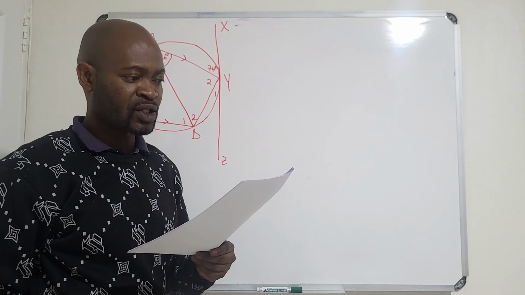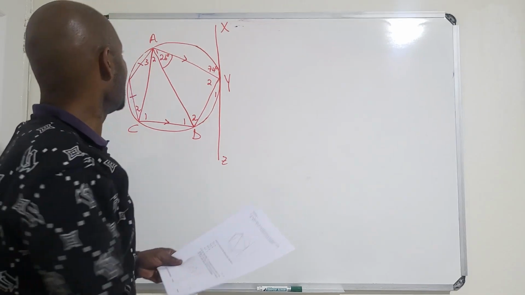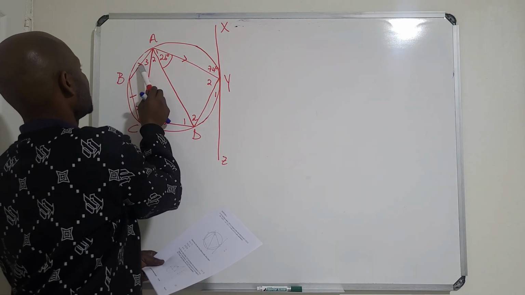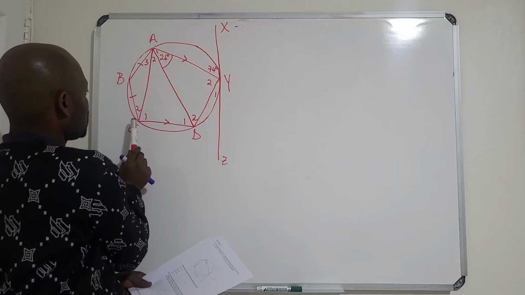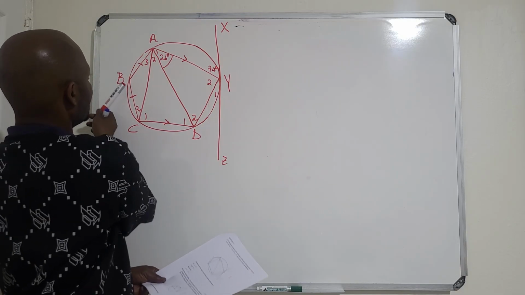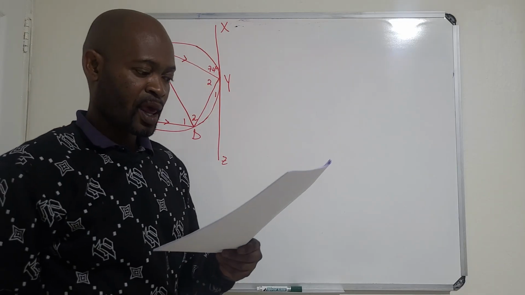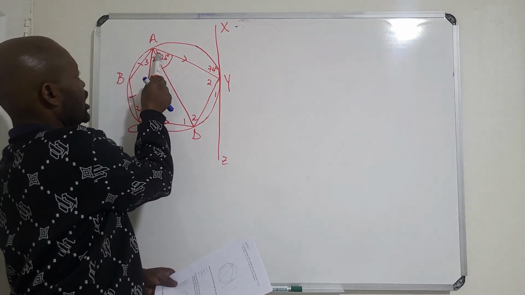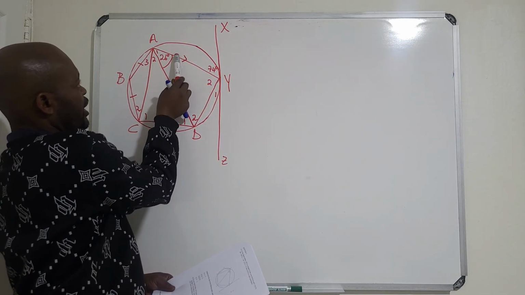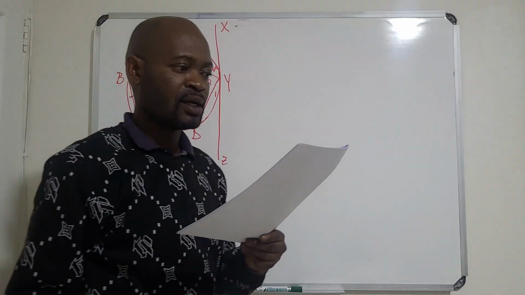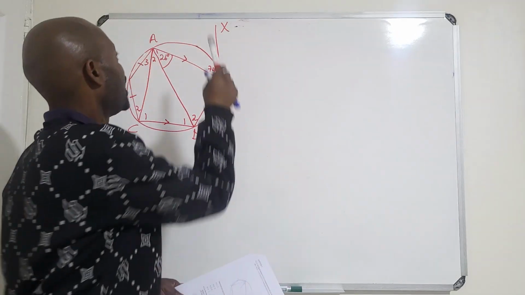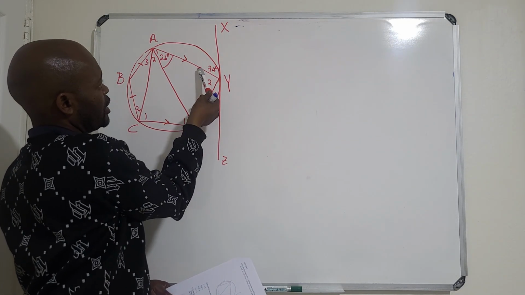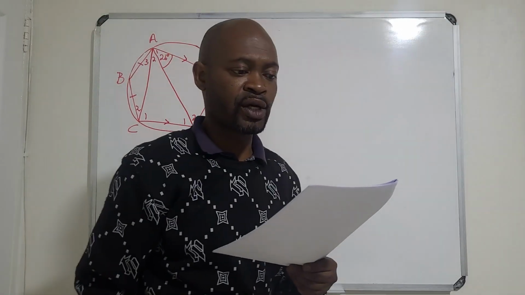Now, they say to us, AB is equal to BC. We can see it is indicated there that AB is equal to BC. This line here is equal to that line there. Now, angle A1 is equal to 26. You can see angle A1, which is this angle there, is equal to 26. Angle XYA, which is this angle there, is equal to 74 degrees.